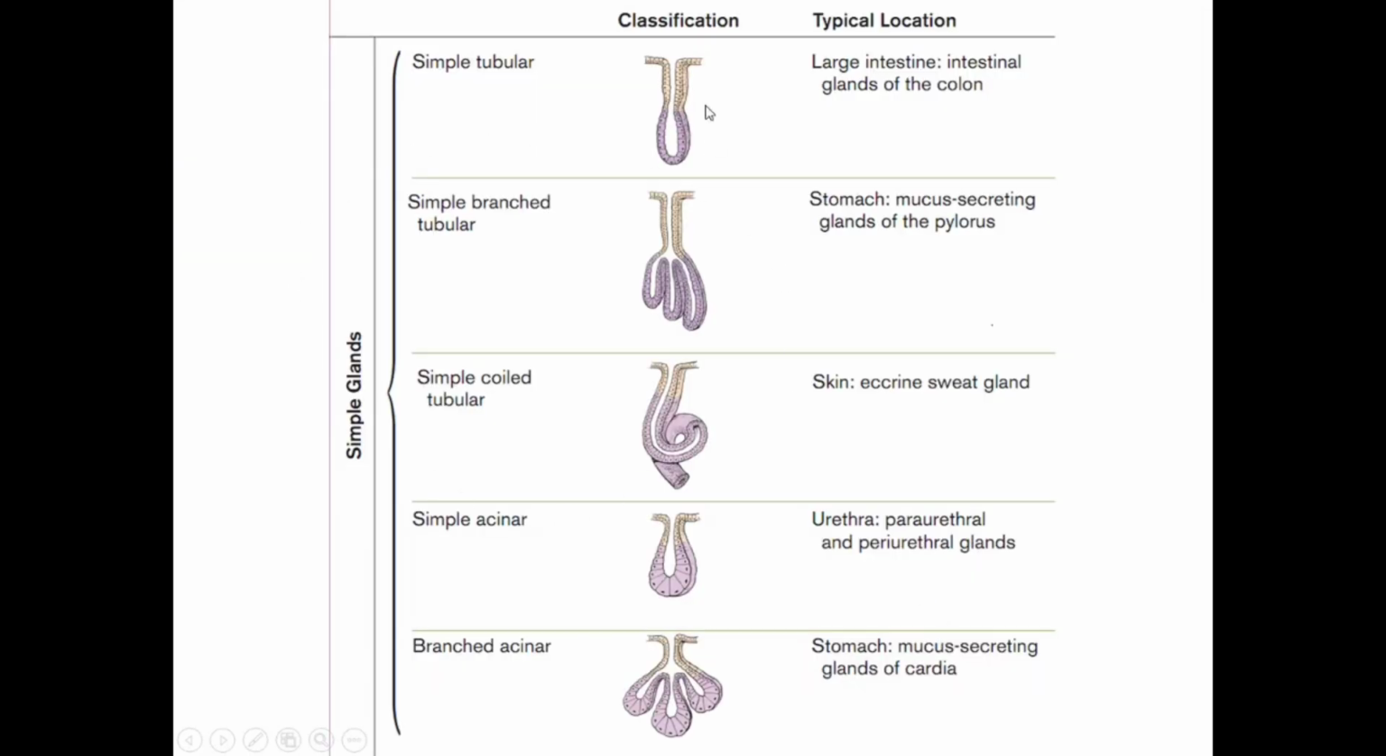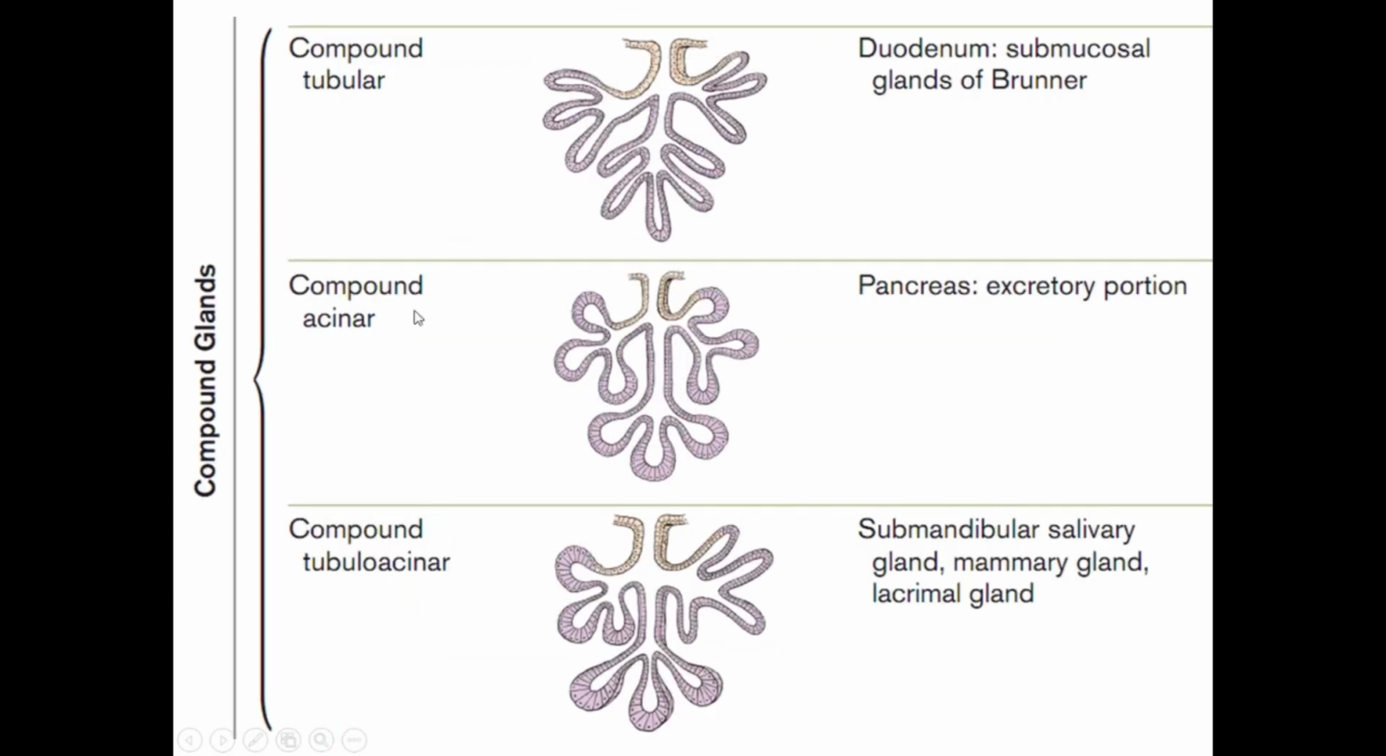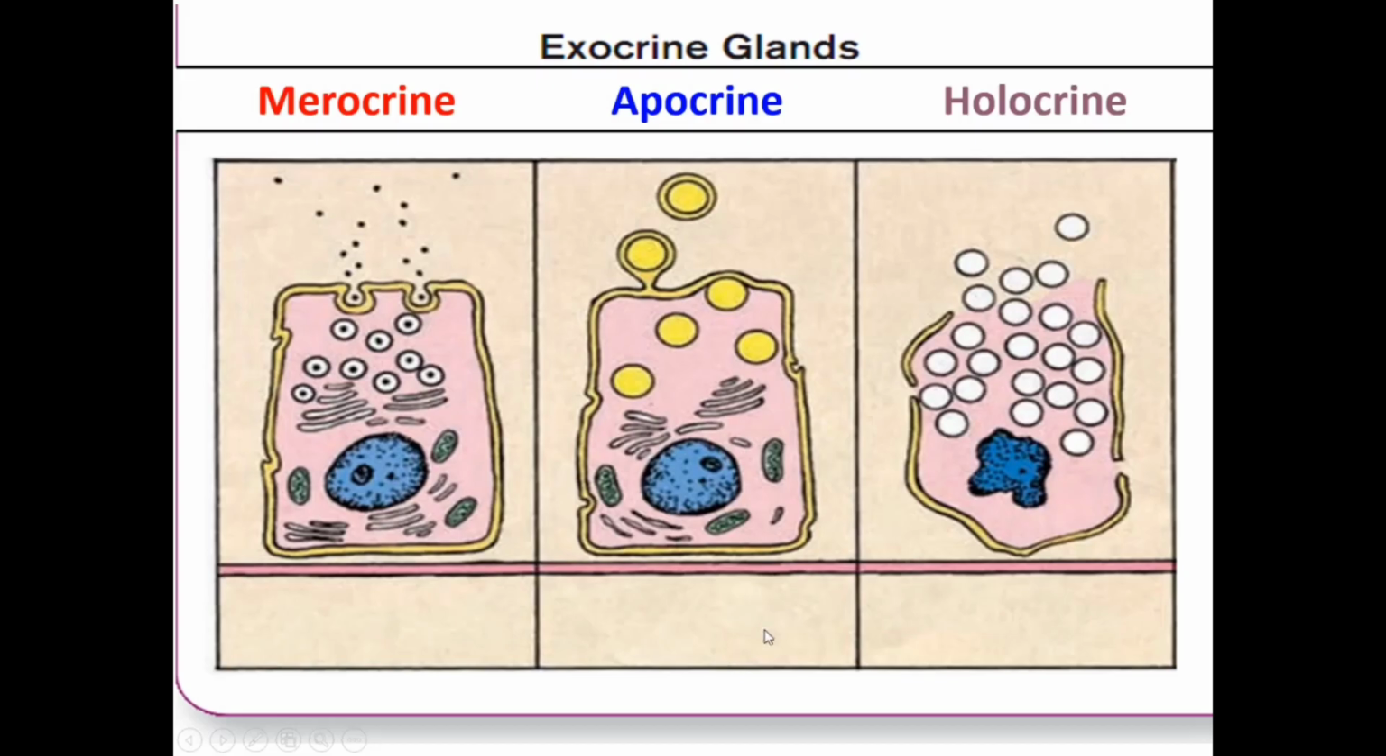In this slide, I have some examples for each type of gland. For example, a simple tubular gland is the gland in the large intestine, and a simple acinar is the gland in the urethra. And for compound, for example, the Brunner gland in the duodenum is a compound tubular gland, the pancreas is a compound acinar gland, and salivary glands and the lacrimal gland are also examples of a compound tubulo-acinar gland.